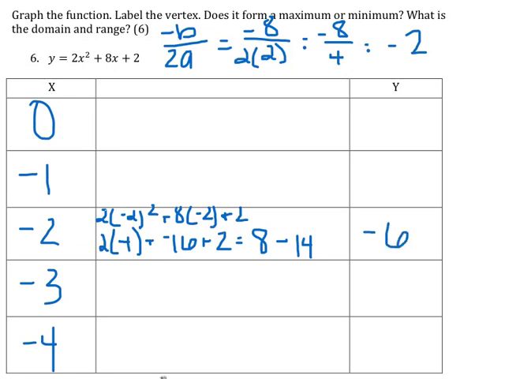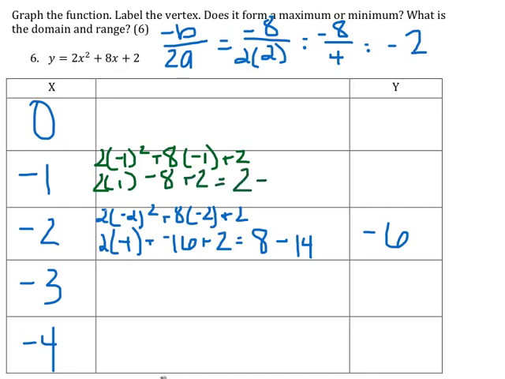Now you get to pick which way you want to go. I'm going to move up to negative 1. I like dealing with smaller numbers. So 2 times negative 1 squared plus 8 times negative 1 plus 2. So that's 2 times 1 minus 8 plus 2, which is 2 minus 6, which is negative 4.